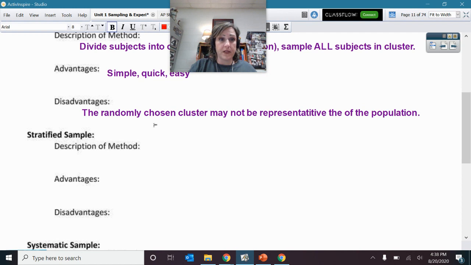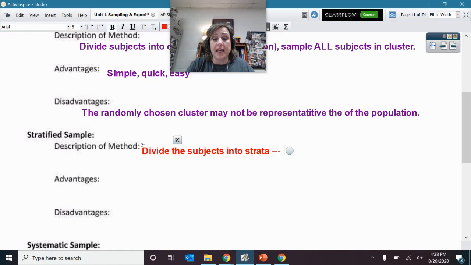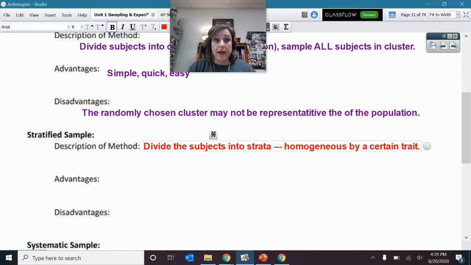So the description of this method: we're going to divide the subjects into strata. That's this particular group. What that strata is, is homogeneous by a certain trait. So with our random rectangles, we thought, maybe we ought to make sure we get all kinds of the rectangle sizes. So let's group them by size. We had the small rectangles, the next biggest, the medium, the next biggest, and the largest. We had the different sizes. So I make sure that I get some of the small, some of the next one, some of the medium sized, some of the biggest.